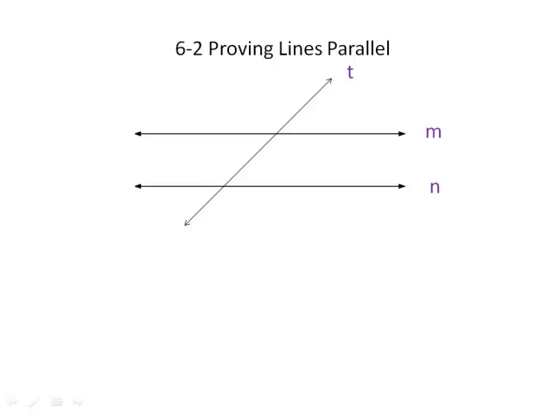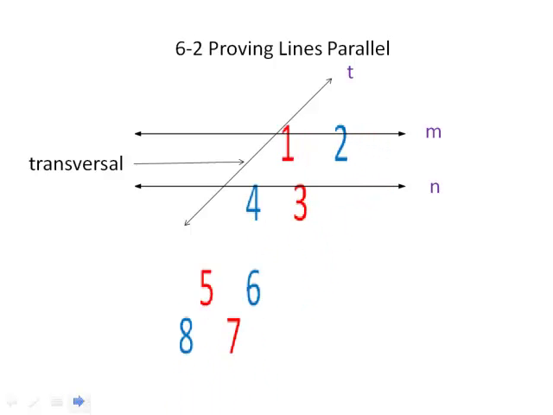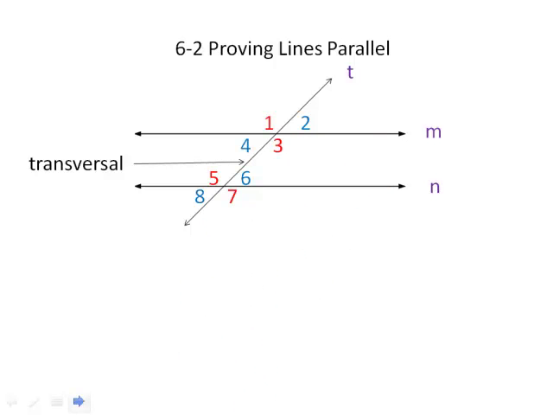So we have this pair of parallel lines, M and N, and the line T here that cuts through both of those parallel lines is called a transversal. I've drawn this arrow to point to it, and once the transversal cuts through both parallel lines, it creates 8 angles, as you can see from this. And these 8 angles have a whole bunch of different relationships with each other. So let's look at some of them.